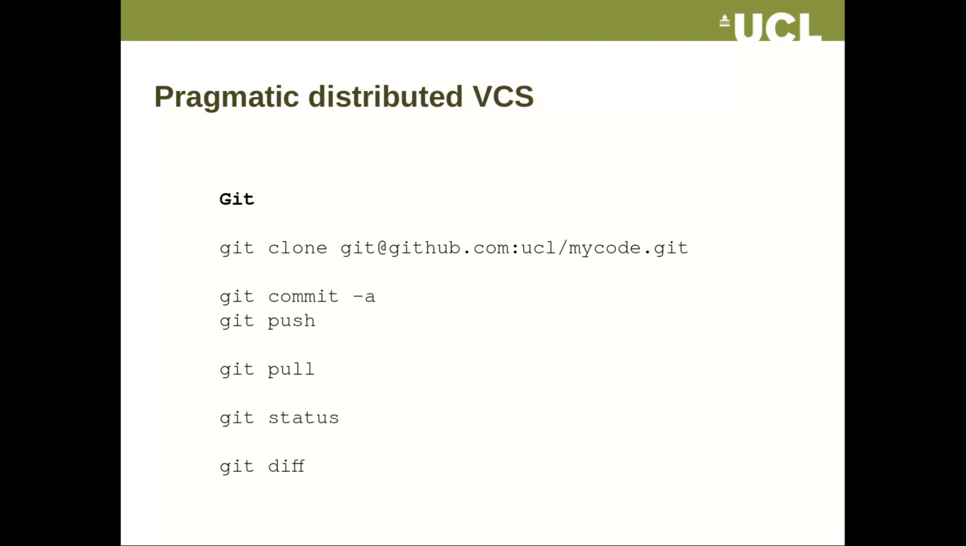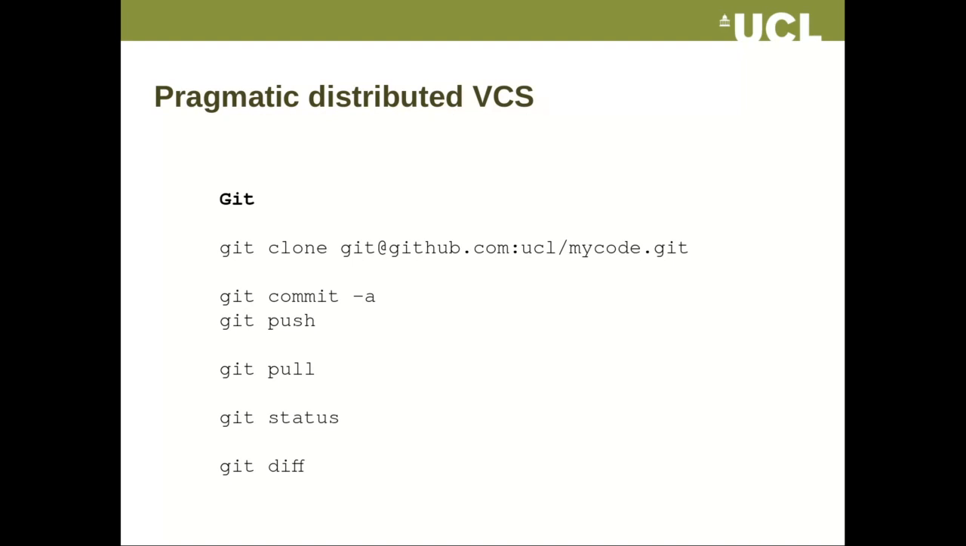So to download a copy of a piece of code from GitHub and maintain it in a version control system locally, we do git clone git@github.com: then the username where the data are stored on GitHub. In this case, my example is UCL, then a slash, and then something like mycode.git, whatever your project is called, .git. As you make changes, all you need to do is git commit -a. That will commit all your changes, but it will only commit them to your local repository. To put them back onto the main central server, you do git push.